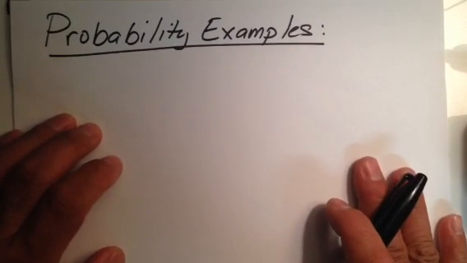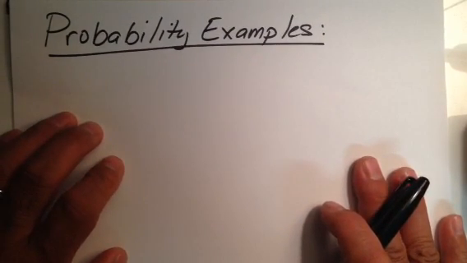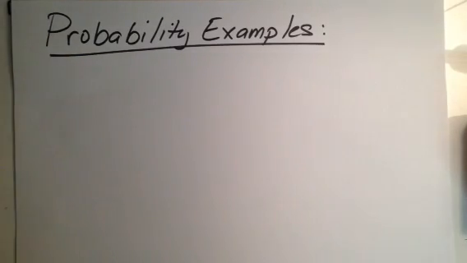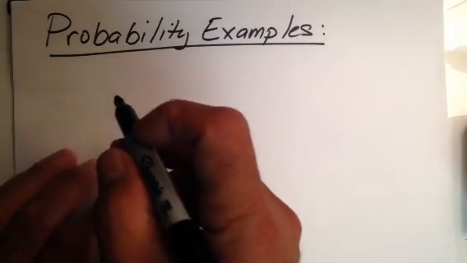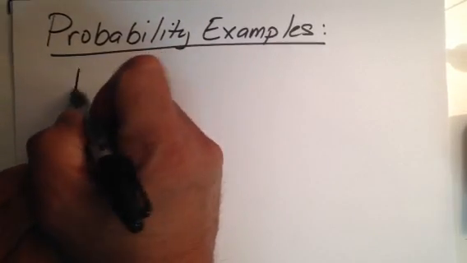Okay, so last night you had notes on intro to probability. Tonight I want to go over a couple of examples regarding probability. And so first we want to go over the formula again for probability.